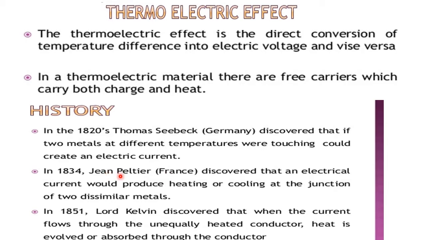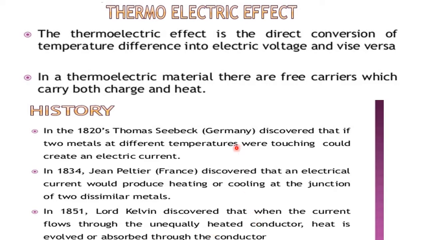Jean Peltier, who in 1834 discovered that an electrical current would produce heating or cooling at the junction of two dissimilar metals, and this effect is known as the Peltier effect. And later, in 1851, Lord Kelvin discovered that when current flows through an unequally heated conductor, heat is either evolved or absorbed along the conductor, which is known as the Thomson effect.